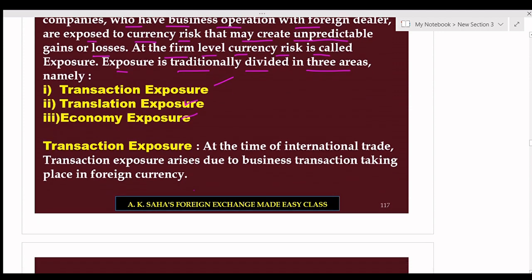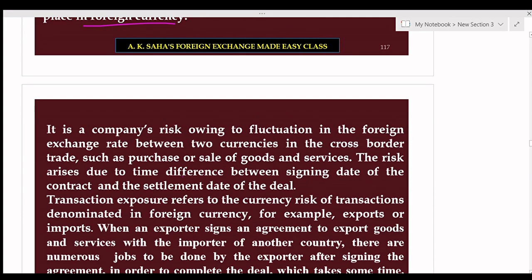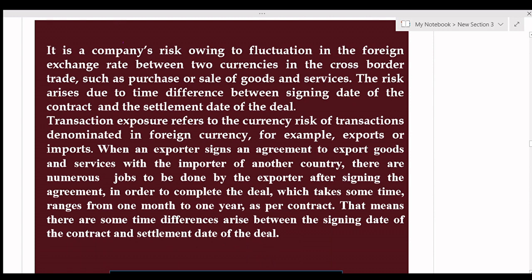Transaction exposure. In international trade, transaction exposure arises due to business transactions taking place in foreign currency. It is a company's risk owing to the fluctuation in the foreign exchange rate between two currencies in cross-border trade, such as purchase or sale of goods and services. The risk arises due to the time difference between the signing date of the contract and the settlement date of the deal. Transaction exposure refers to the currency risk of transactions denominated in foreign currency, for example, exports or imports.